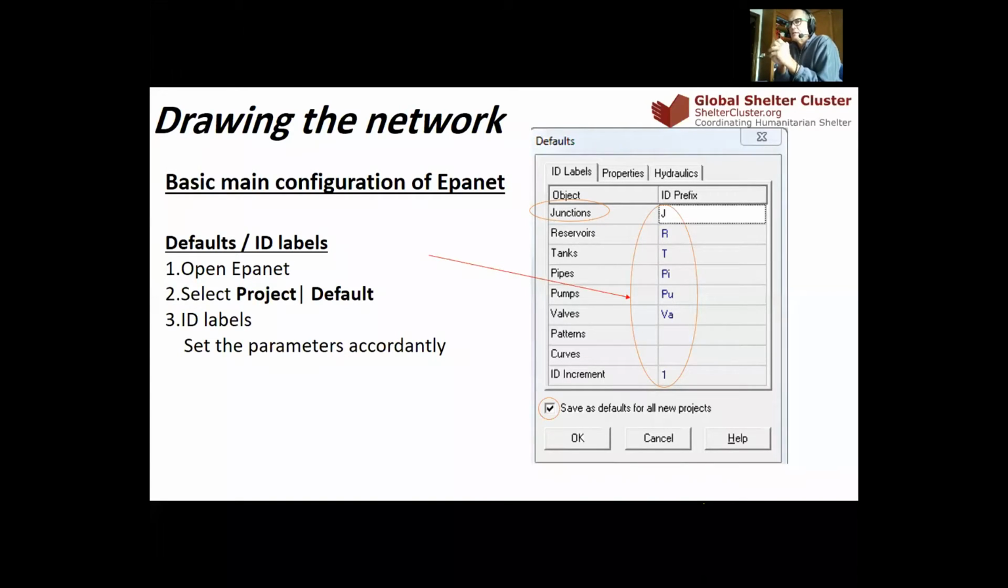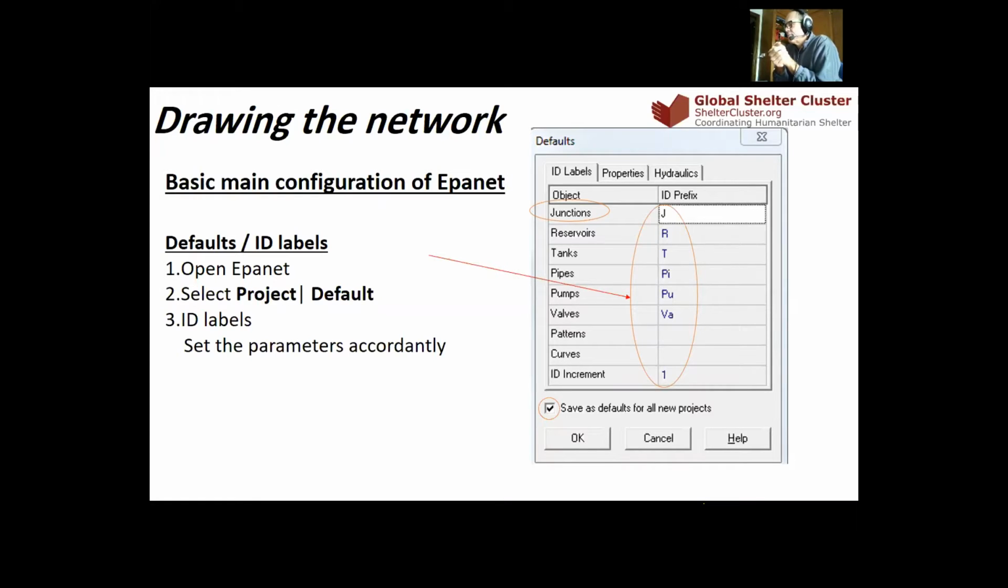Before starting drawing the network, you have to put some default labels. So first of all, you open Epanet, and you go to Project and Defaults. Here you have three types of properties, the ID labels. I advise you to give a label to each of the elements. For example, for the junction, you give J, reservoir, you give R, tanks, you give T, and pipes P, pumps P, and valves VA.